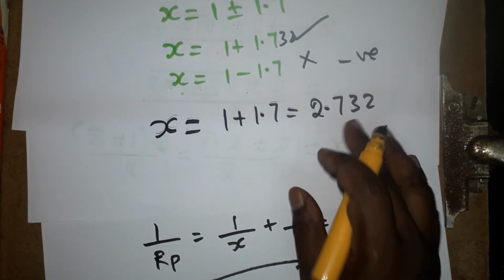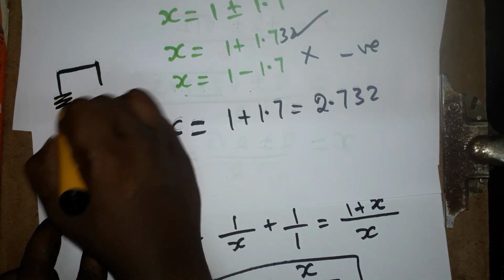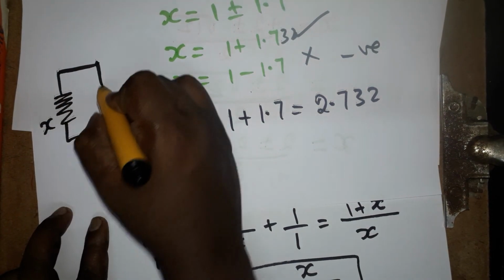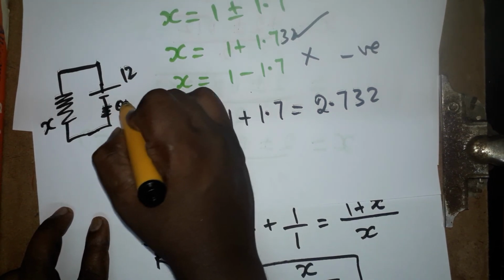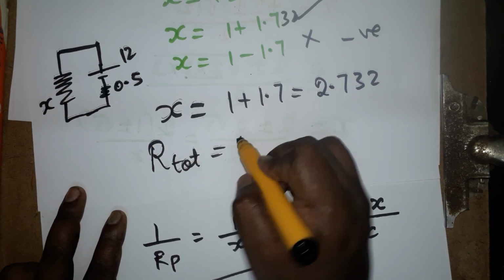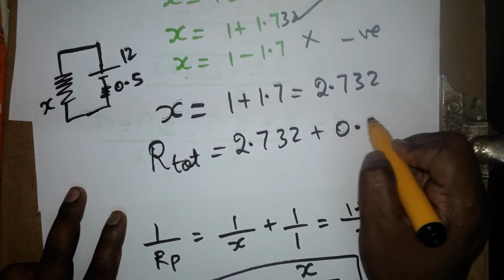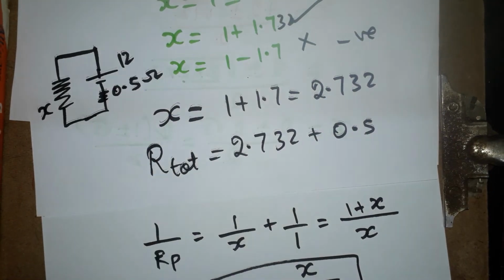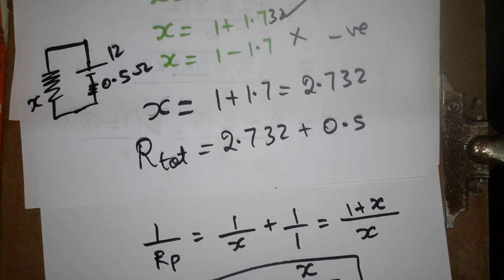Now our circuit is like this. So the total resistance is going to be x, which is connected and applied with the voltage of 12 volt and internal resistance 0.5. Now the total resistance of the circuit is going to be 2.732 plus 0.5, because of the internal resistance.